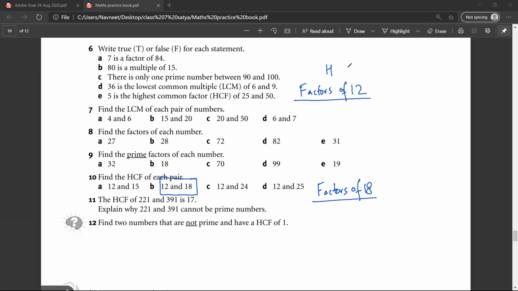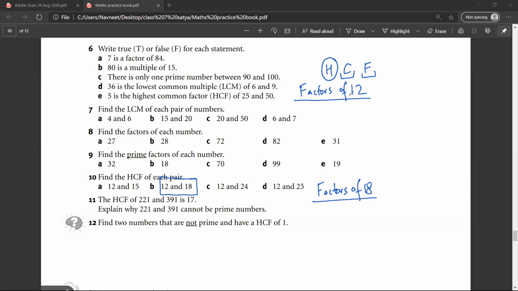Or should I try this one? Yeah, you will try this one. I'm just trying to tell you that first you will find the factors, then you will find the common number, and from the common number you will find the highest common factor. Satya, have you understood? Yes, sir. Okay, you can start.